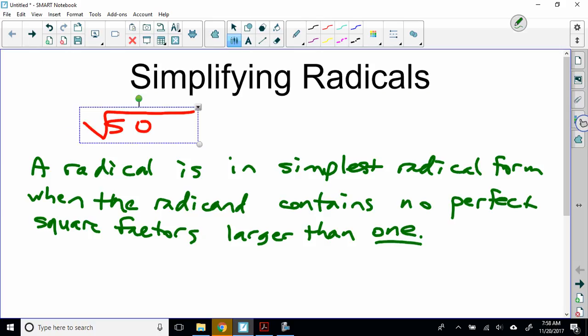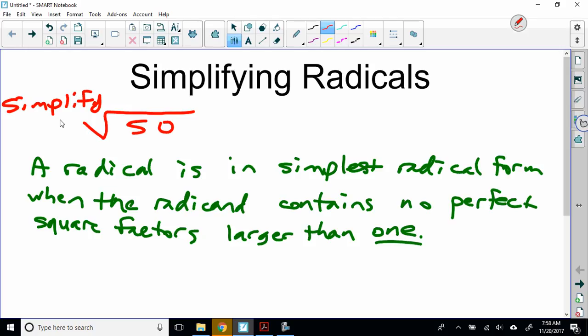So if we look at the square root of 50, we would ask ourselves, can we simplify the square root of 50? Because sometimes you don't have to simplify anything. Simplest radical form means, can we simplify it? So we're talking about the radicand, and that's a fancy way of just saying the number under there. When we mention the word radicand, we're just talking about the number or the expression or the quantity that's under the square root sign. You'll hear me refer to the radicand a lot.